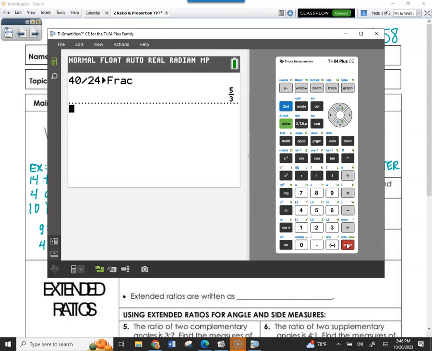Why do you keep saying fraction? You don't have to enter the fraction, sweetie. 40 divided by 24. All fractions are ratios. Oh, I got 5 over 3. Type 40. Like all fractions are ratios. So yeah, it's 5 to 3. Oh, yeah, 7 over 14. Math frac. All fractions are ratios.